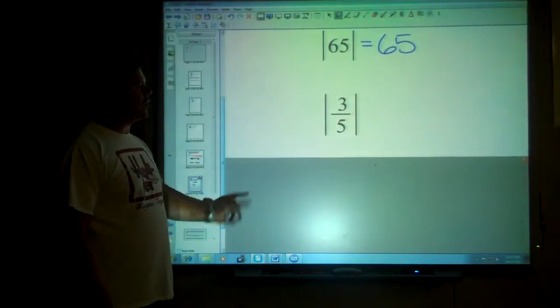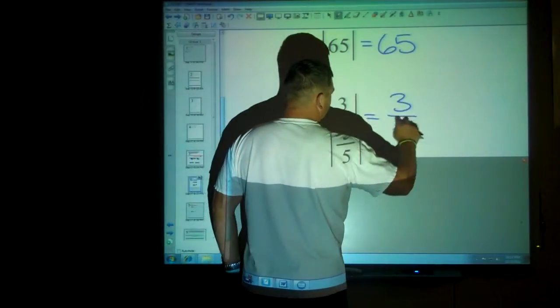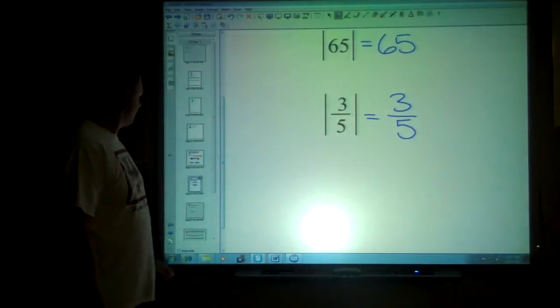What if you have a fraction? That's okay. It's still going to be that far from 0. That's the distance from 0.